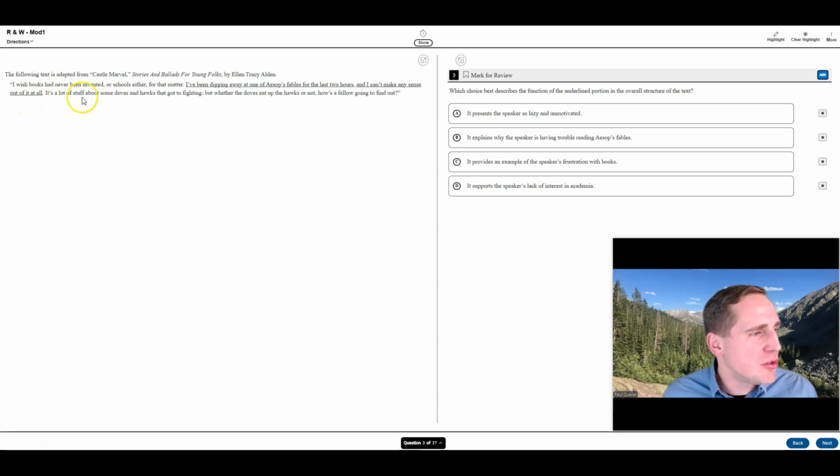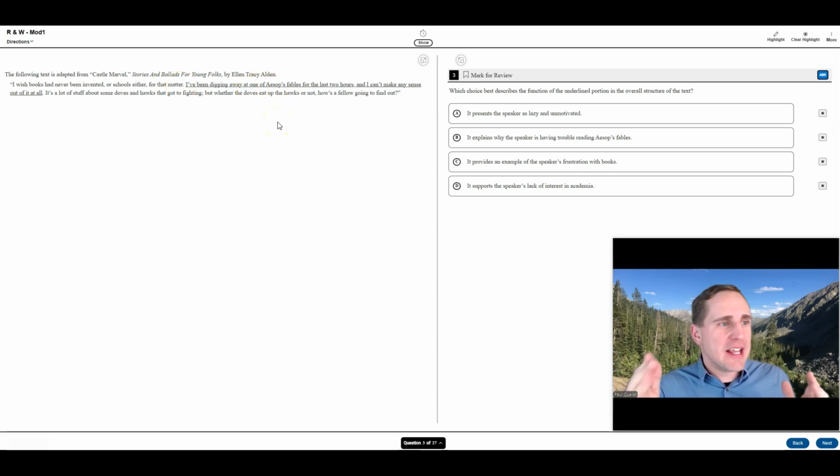It's a lot of stuff about some doves and some hawks that got to fighting, and whether the doves are the hawks or not, how's this fellow going to find out? The person thinks that books and schools should not have been invented. He or she doesn't like Aesop's fables because they can't make sense of it. They're very frustrated. They're thinking it's taking too much time to learn one of Aesop's fables.